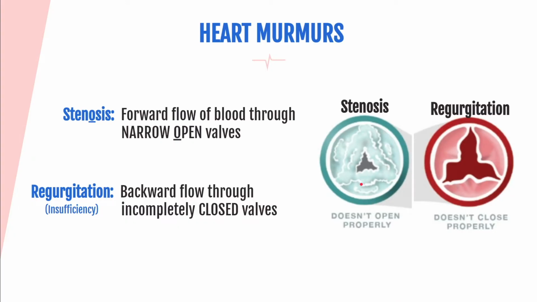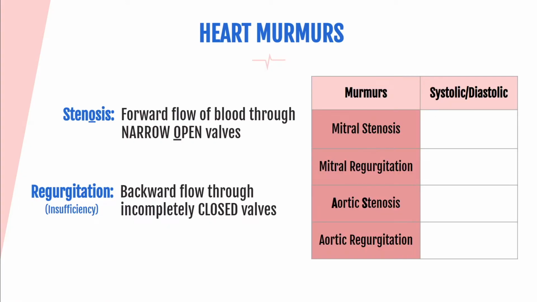So in stenosis, the valve does not open properly and it is stenosed. It is narrow, like in the turquoise picture here. I like to remember this by telling myself, in stenosis, the valve is open. And then in regurgitation or insufficiency, the valve does not close properly. So there ends up being backward flow through incompletely closed valves. So remember, stenosis, the valve is open.